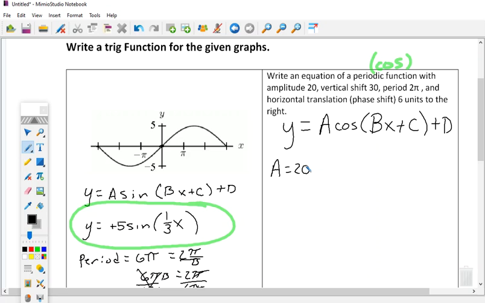Let's deal with that vertical shift. Vertical shift would be applied through which variable up there? Which one shifts our graph up? The D does, right? So D has to be what?